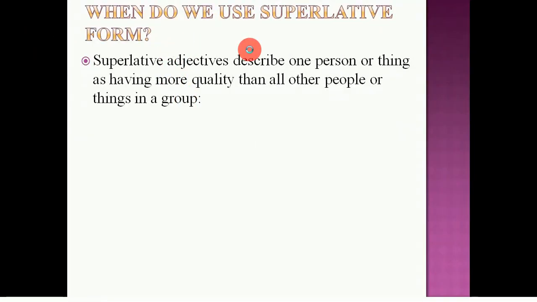When do we use the superlative form؟ A superlative adjective describes one person or thing as having more quality than all other people or things in the group. وش تفهموا من هذه الهدف؟ تفهموا باللي نستعملوا superlative form باش نقارنوا شخص واحد في مجموعة. شخص واحد نقارنوه بالنسبة للمجموعة. So one person or thing as having more quality اللي عنده quality زايدة على الآخرين.